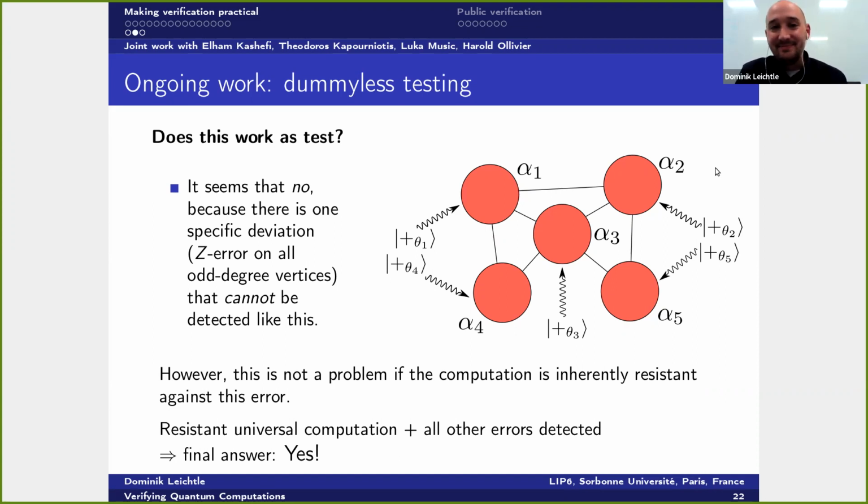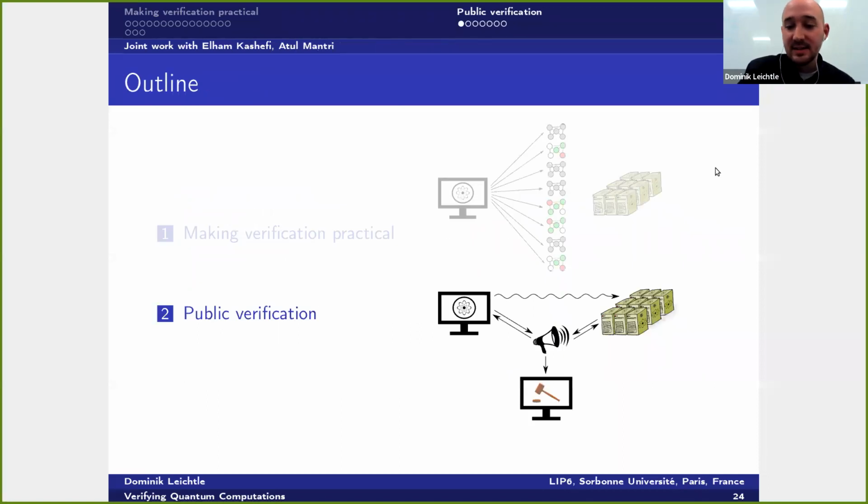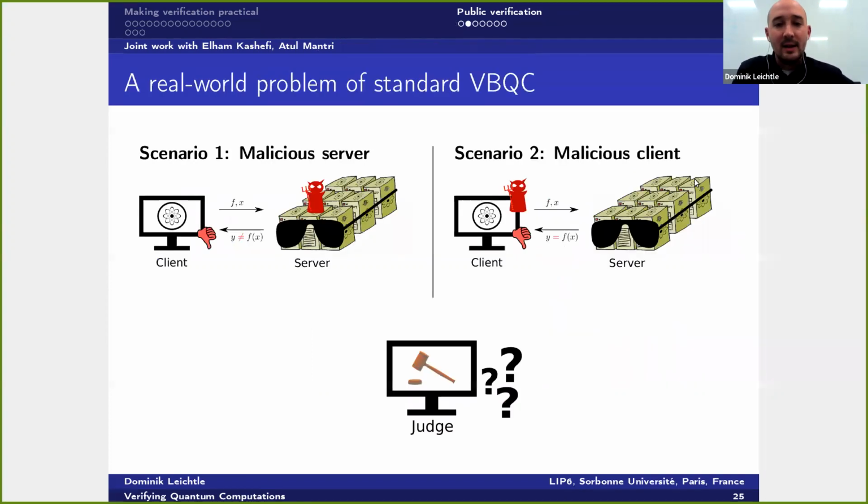Okay. Then maybe I proceed to the second project, which is not going to be as long. I just want to give an impression of it because I find it very interesting. Maybe I start with describing the conflict and the reason why we need new functionality. Let's assume that you have a verified blind quantum computing protocol, one of the type that I presented just now. And you're in one of two scenarios.